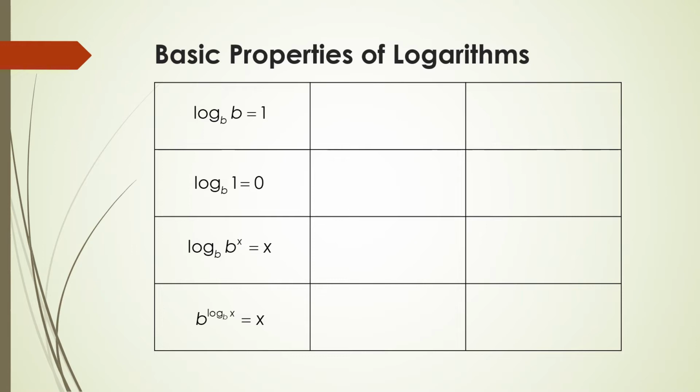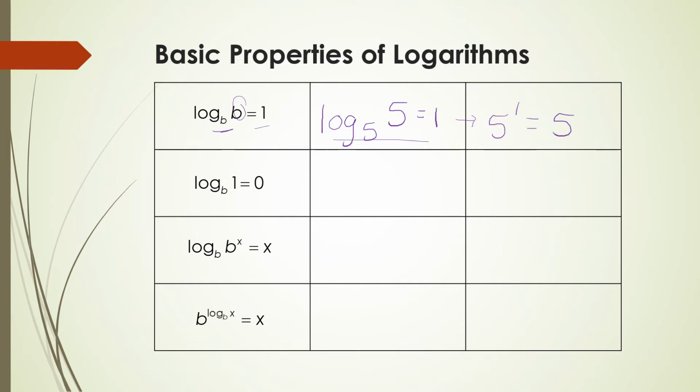The rules are here. The first one is log base b of b is equal to 1. Let's put that in numbers so we can see it. Log base 5 of 5 would be equal to 1. Now if I rewrote that as an exponential, that would be 5 raised to the first power equals 5. Well, that makes sense. No wonder that works, right?